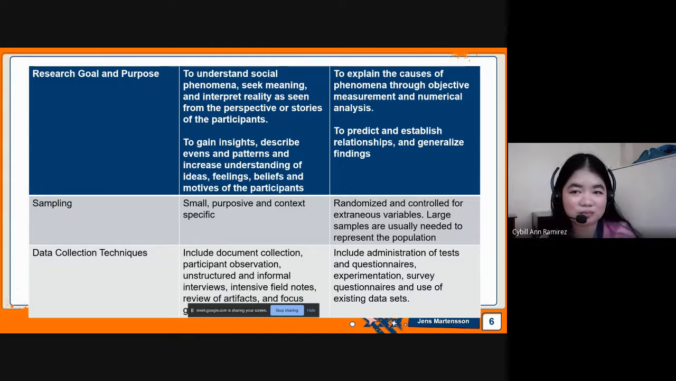And you have to do it correctly. It's purposive. Again, like what happened with our companion at the research conference, where they interviewed healthcare workers, so they choose healthcare workers who are Filipino and female. So it's purposive, and the sample is small, about 5 to 10. While in quantitative, it's randomized and controlled for extraneous variables.